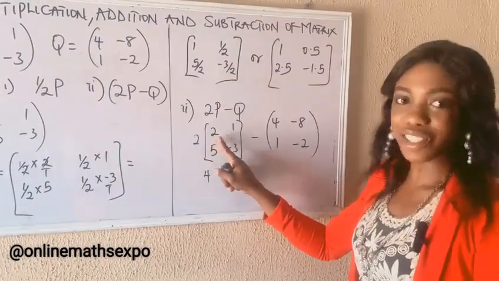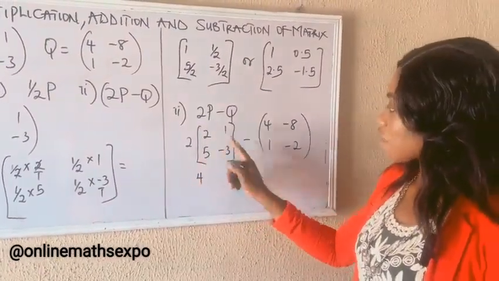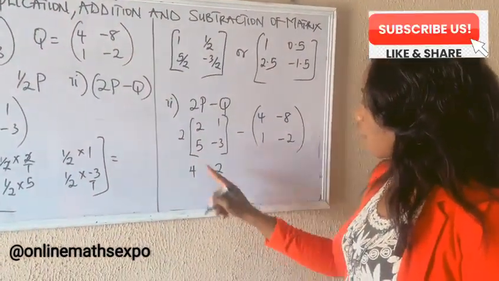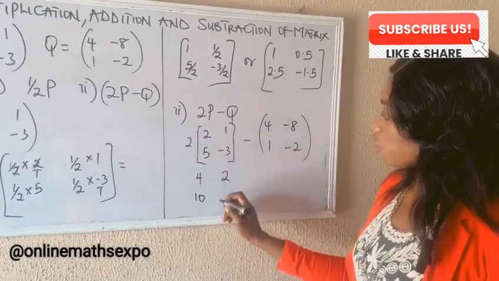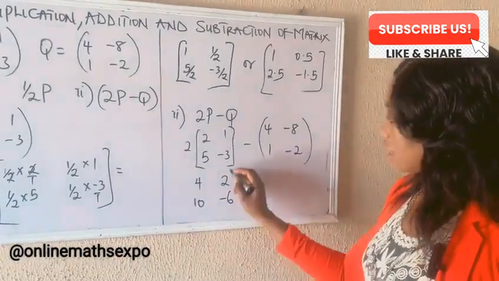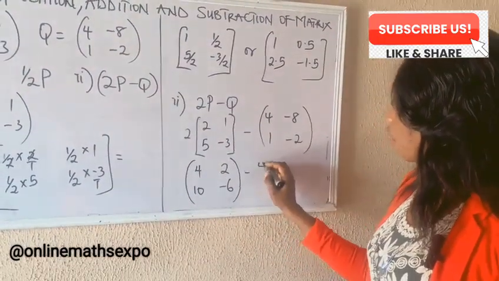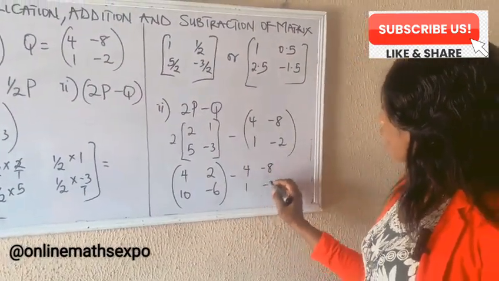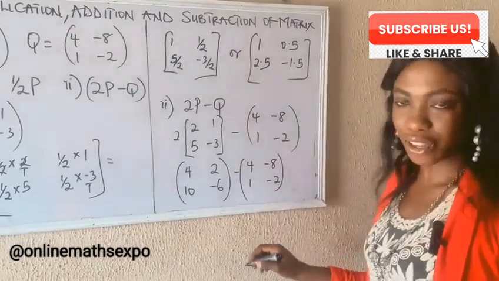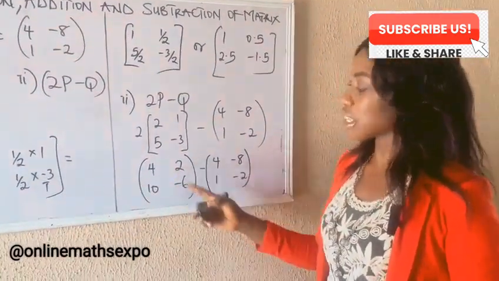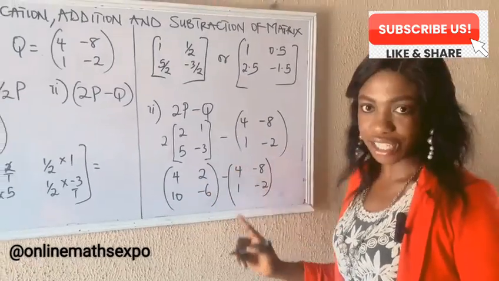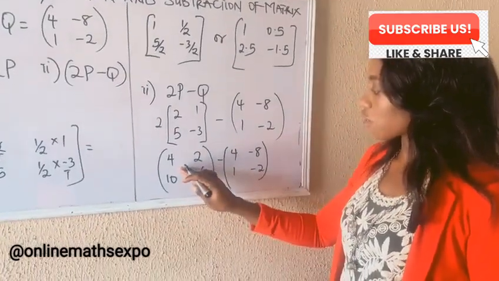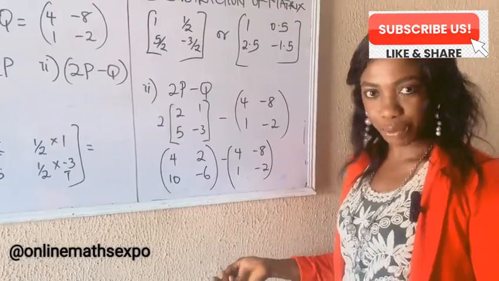So we have 2 times 2 will give us 4, 2 times 1 will give us 2, 2 times 5 will give us 10, and 2 times minus 3 will give us minus 6. Then we are subtracting 4, minus 8, 1, and minus 2. I hope you are still there with us. Remember we said when we treated subtraction of matrices, you can subtract matrices that are of the same order. So this is 2 by 2, this is 2 by 2, so we can subtract them.